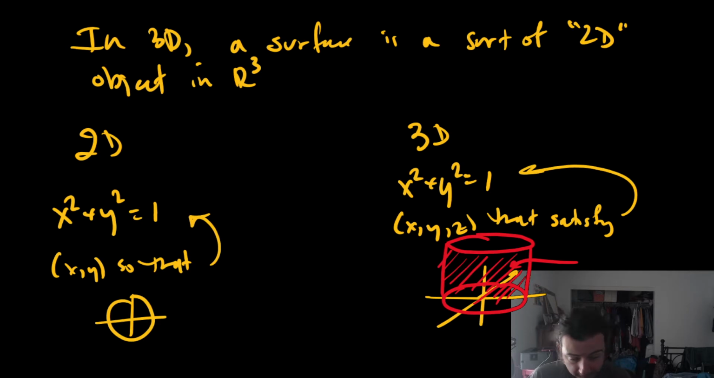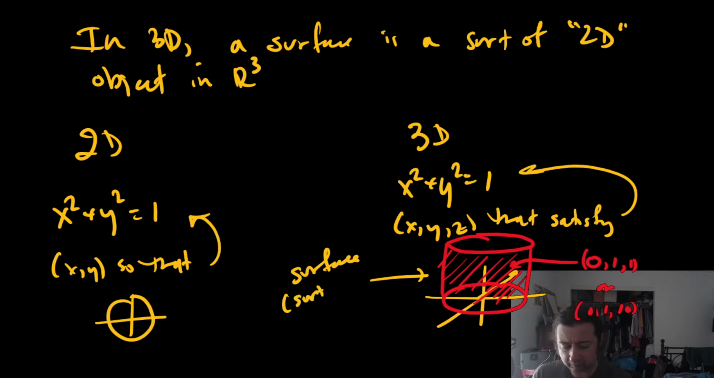So for example, a really easy one would be something like 0, 1, 1, or 0, 1, 10. That also satisfies it because the 10 doesn't matter. The z coordinate doesn't interact with the equation that's used to define the surface. So this sort of object right here is called a surface. And the basic idea of a surface, like I said, is that it's sort of 2-dimensional. It looks flat. It doesn't fill up space. It just sits in space as a flat sheet.